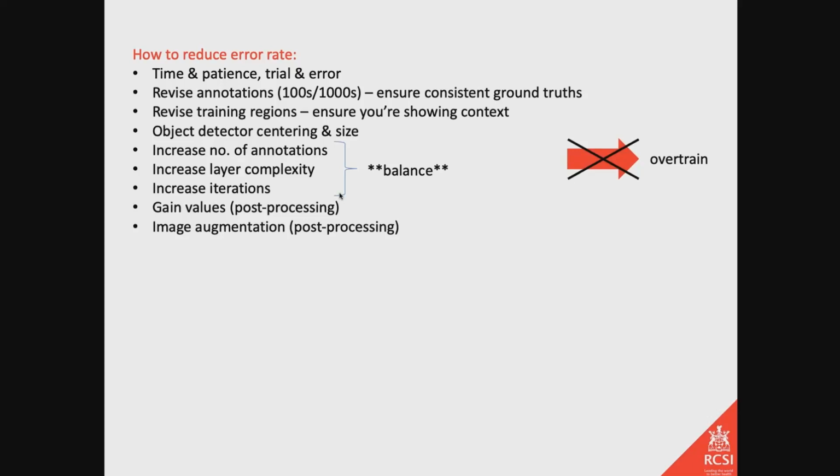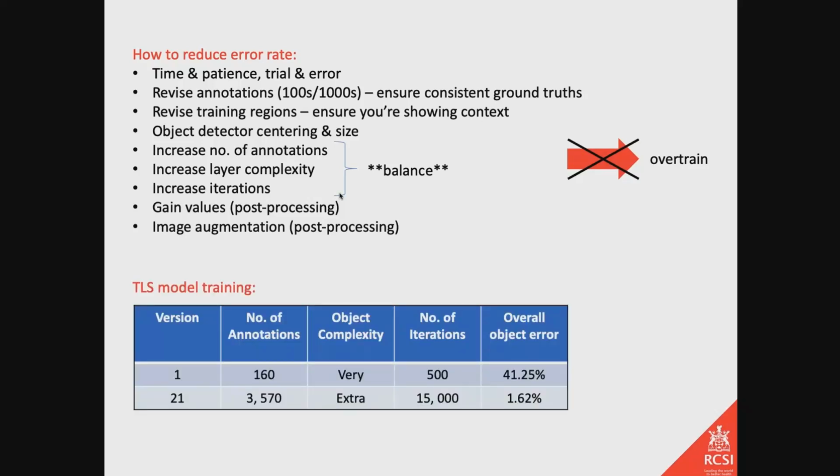And it's really important not to overtrain your model, as I said, because we don't want it to be too narrow-minded. And just to give an overview of the training for this model, I did 21 versions, with my first version having 160 annotations and an overall object error of over 40%. And then finally, in my 21st version, I had 3,500 annotations and an overall object error of 1.62%, which I was really happy with.